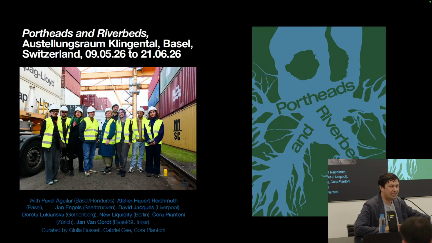Because when we did the workshop, we went to the port and we were very interested in that, but Basel also has an important industrial past, linked to the pharmaceutical industries and to paint, as in making paint, and by that it also has issues of ecological pollution of the soil and the riverbed.